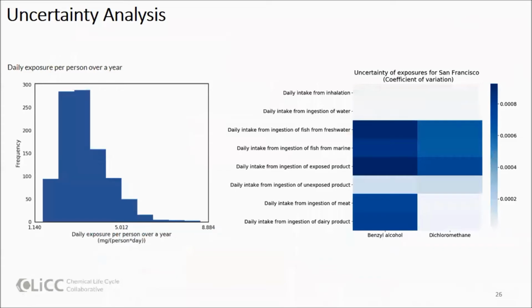Finally, the uncertainty module allows you to see not only the deterministic value, but also the distribution of the result that we are generating. And it also further shows where the main contributions are coming from in terms of the uncertainty of the result. It seems that the daily intake from ingestion of exposed product for one of those chemicals, benzyl alcohol, is particularly uncertain, so that you can focus on refining those parameters that are pertinent to the estimation of this part in order to improve the overall uncertainty of your estimates.